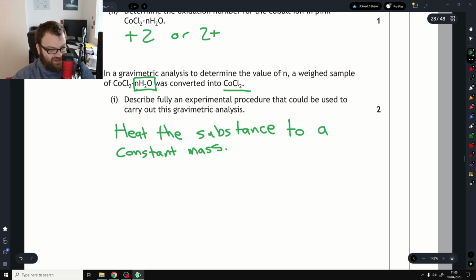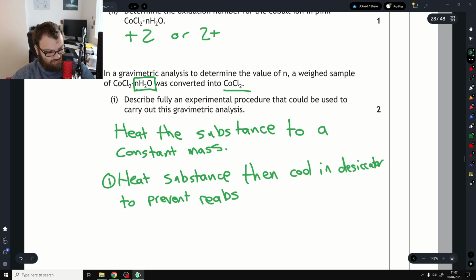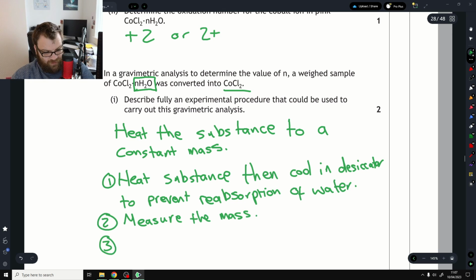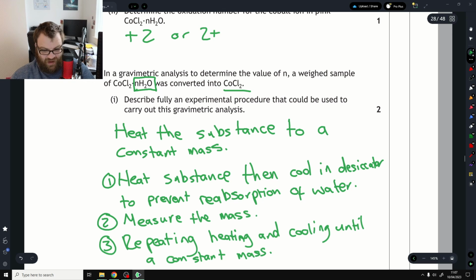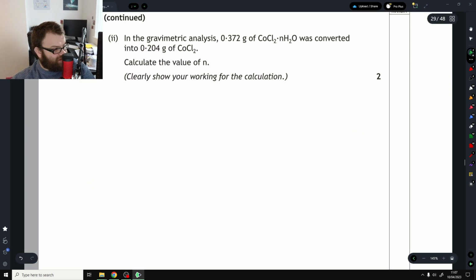Okay, how do you do that? First thing you need to do is heat the substance. Then you want to cool it in a desiccator to prevent the absorption of water. Next, you want to measure the mass. And then you're going to repeat heating and cooling until you get to a constant mass. That way we've driven off all of the water and we're left with just our cobalt chloride, and then we can look at the masses that were lost and try and figure it out, which I'm presuming is what we're going to do here, which indeed it is.